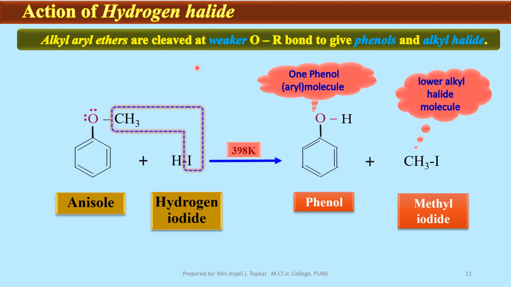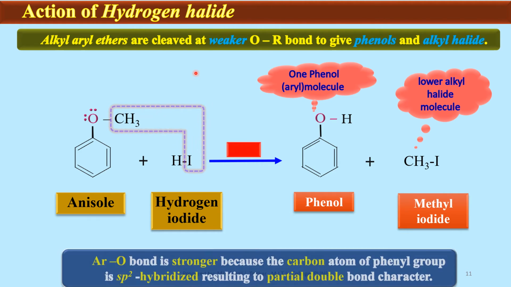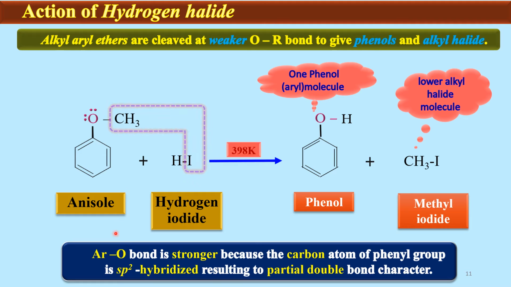ArO bond is stronger because in between the oxygen and the carbon atom, which is sp2 hybridized, there is partial double bond character. So ArO bond is stronger because the carbon atom of phenyl group is sp2 hybridized, resulting in partial double bond character.